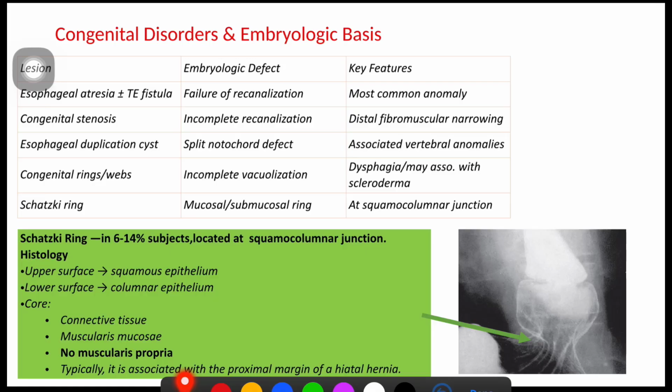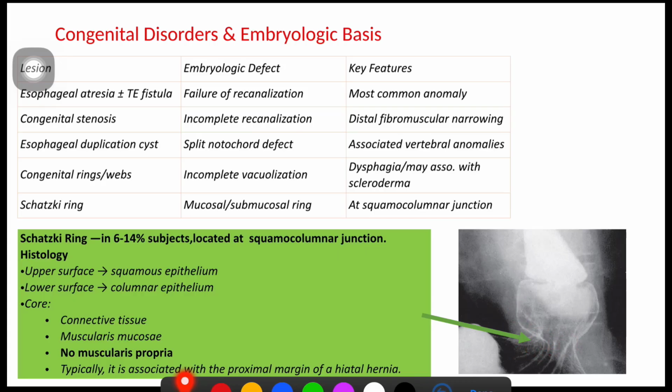Another is congenital webs or rings. It is due to incomplete vacuolization, and the patient has dysphagia or it may be associated with scleroderma, and this is Schatzki ring. So it is a mucosal or submucosal ring present at the squamocolumnar junction. Here you can see this is the Schatzki ring at the squamocolumnar junction.